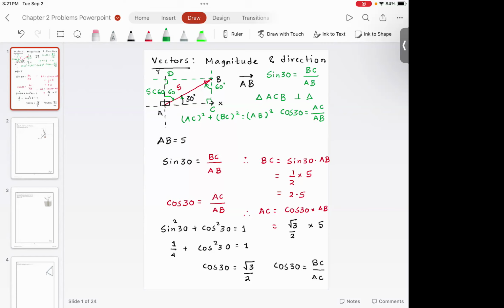Similarly, if I were to ask you what is BD, you can say 5 sine 60. S stands for sine, 5 sine 60. Everyone understood this? This is extremely important. Now, other important thing which is not explained properly, which I want to emphasize, is AC and CB are the components of AB.